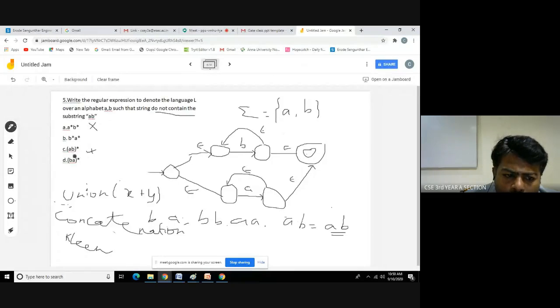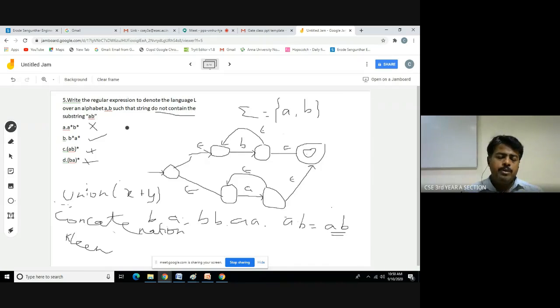For BA whole to the power star, in this case also AB should be contained. Why? Because if you consider BA whole to the power star in the Thompson construction, definitely AB as a substring should come. So which one is the correct answer? B star A star is the correct answer for the question.